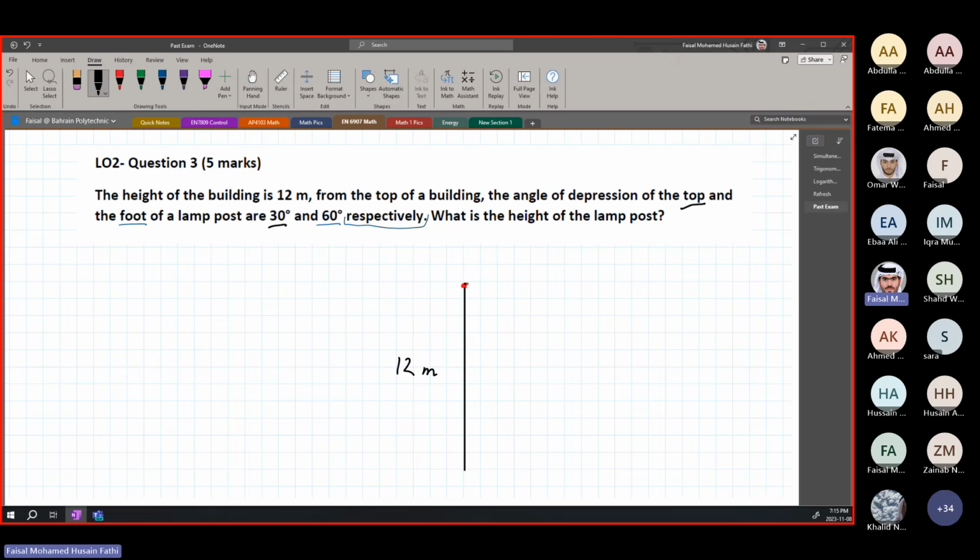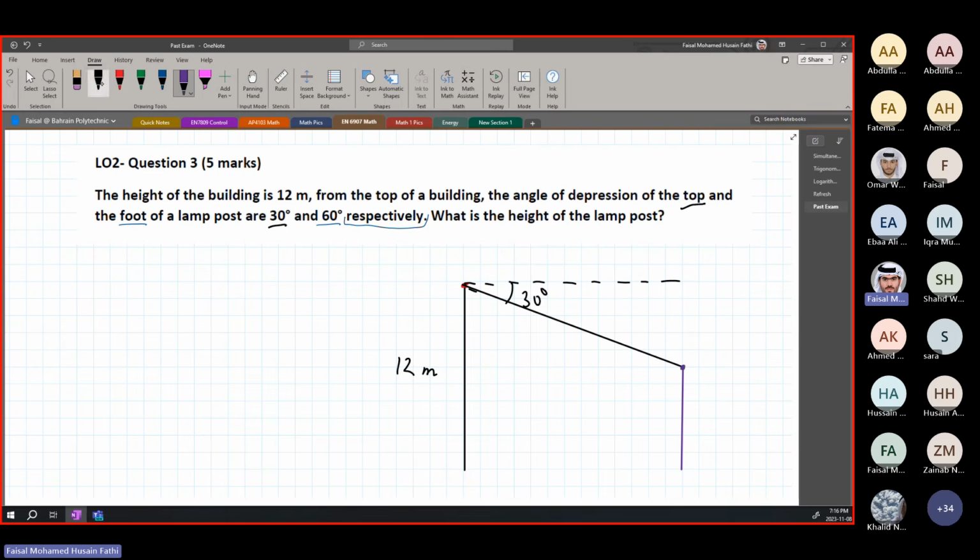what is the angle of depression? The first one is measured with the horizontal, you are looking down. So the first angle was 30 degrees. Okay, let me draw it fully as a line. So this is 30 degrees and this is to the top of the lamp. Okay, and the bottom of the lamp is going to be on the ground here, of course.